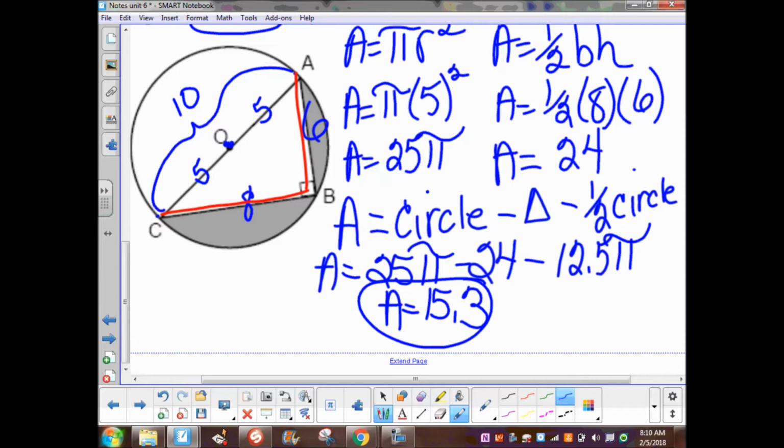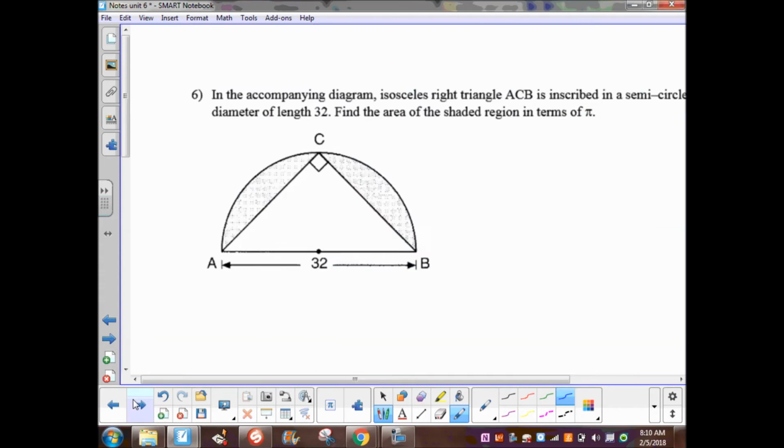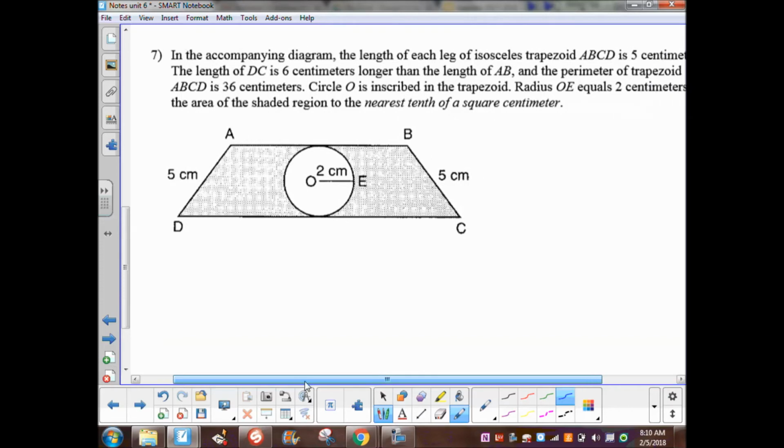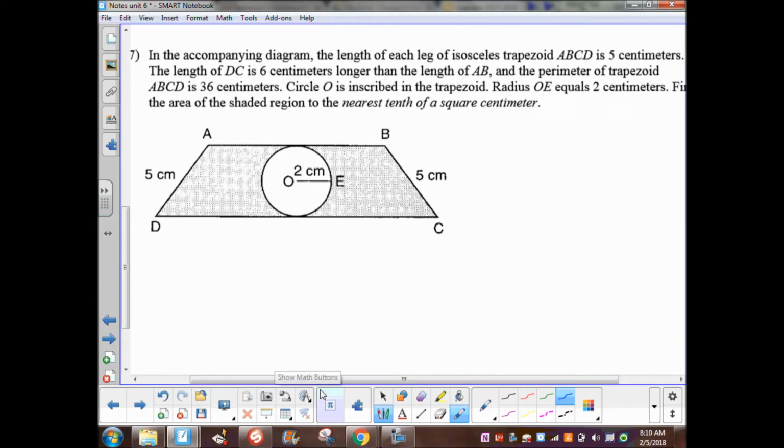Go ahead. Good. And I said we're going to go to number 7. So we're going to bypass number 6 and go to number 7. Let's read it. Highlight anything we can highlight. Label our picture. It says in the accompanying diagram, the length of each leg of the isosceles trapezoid ABCD is 5. Is that labeled for us? Leg, and it's 5. So that's good. The length of DC is 6 centimeters.